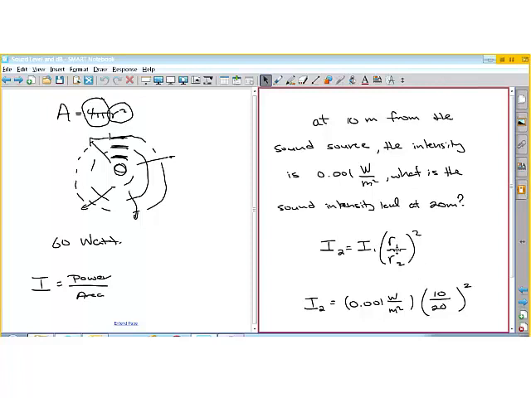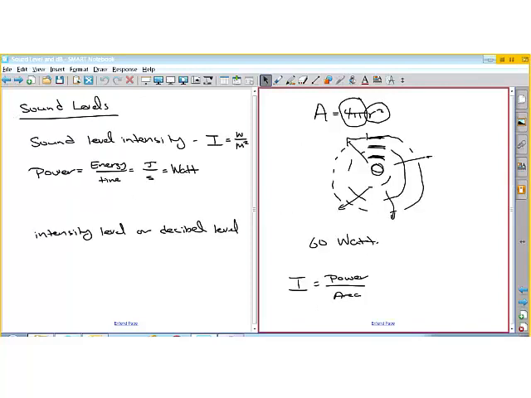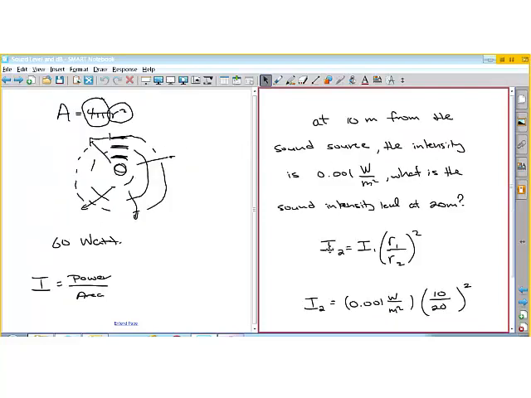It's inversely proportional to the area because it's watts per meter squared. It's power per unit area. So we have the ratio of the intensities is the reciprocal of the ratio of the radii squared. The squared comes from the fact that the radius is squared to get the area, and the fact it's inverse is because the units are watts per meter squared.